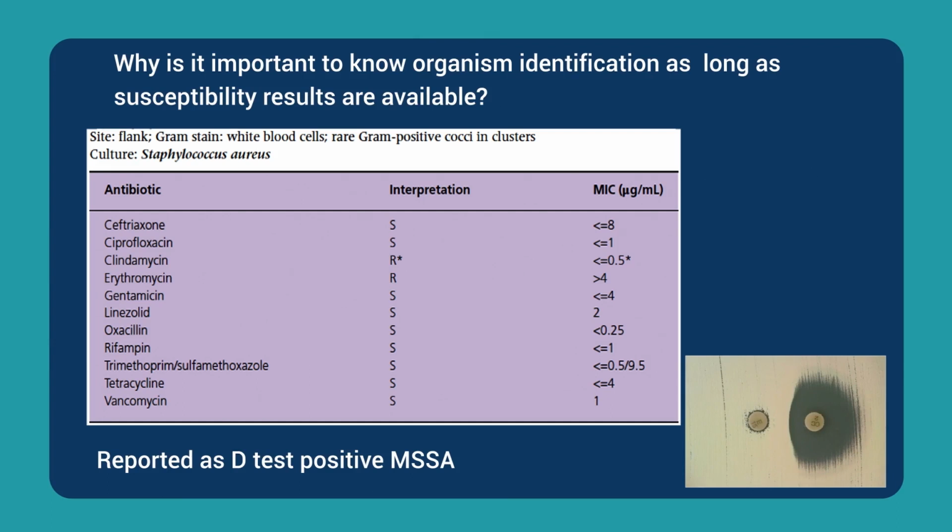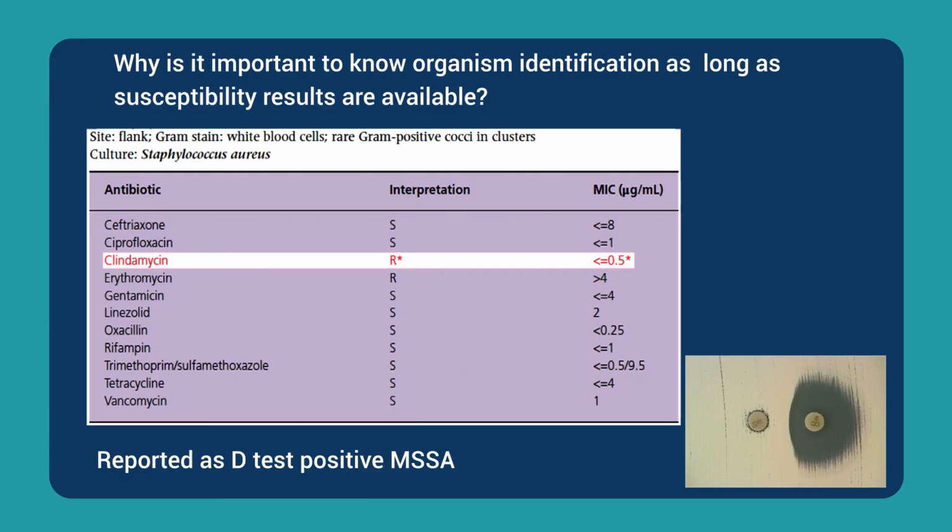Another thing to note here is the D-test positivity. The D-test is a test that we do for inducible clindamycin resistance. So this report shows that it is a clindamycin resistant isolate even though the MIC is quite low. But in this case, we should refrain from using clindamycin because the D-test is positive.